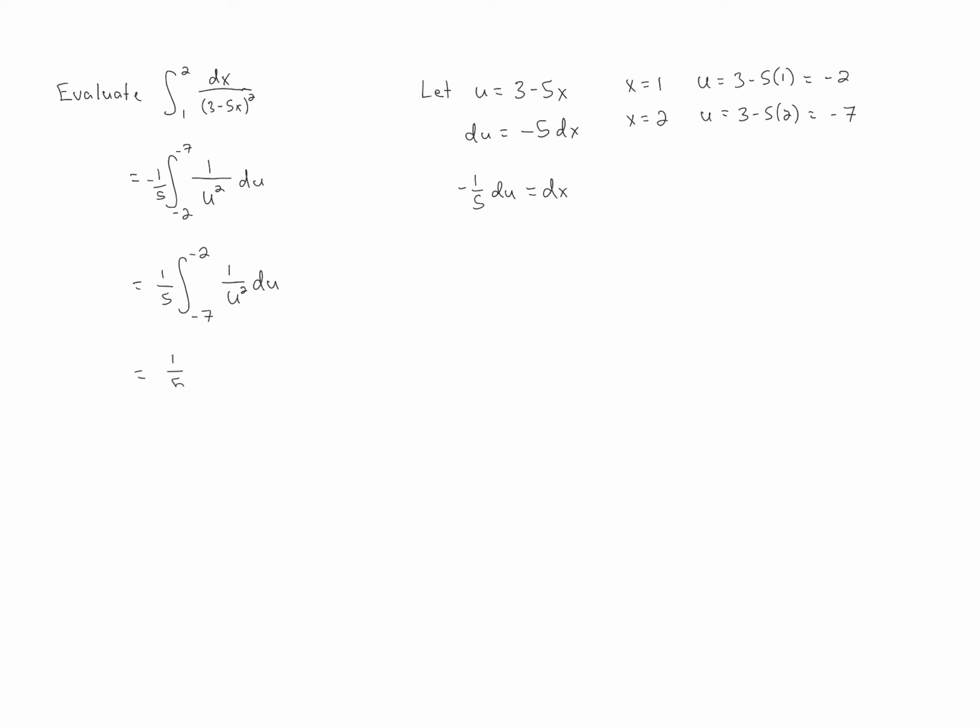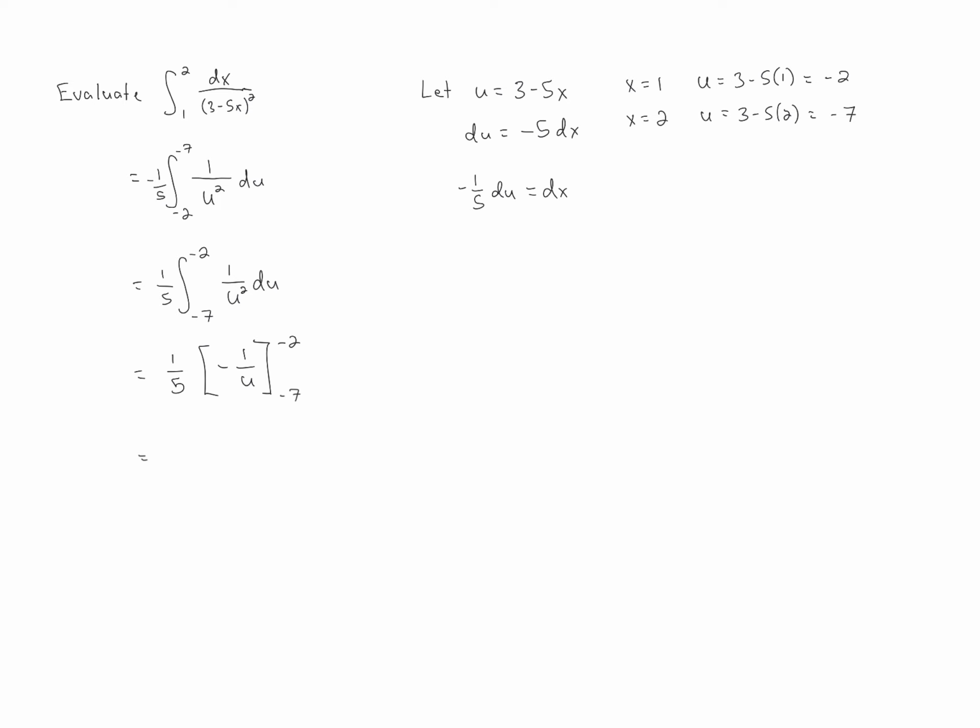So let's do our integration. This is u to the negative 2. And when we integrate that, that's going to become u to the negative 1 with a negative sign out front. So that's negative 1 over u. Well, dang it, I tried to get rid of the negative, but seems like we're going to have it anyways. And that's evaluated at negative 7 and negative 2.